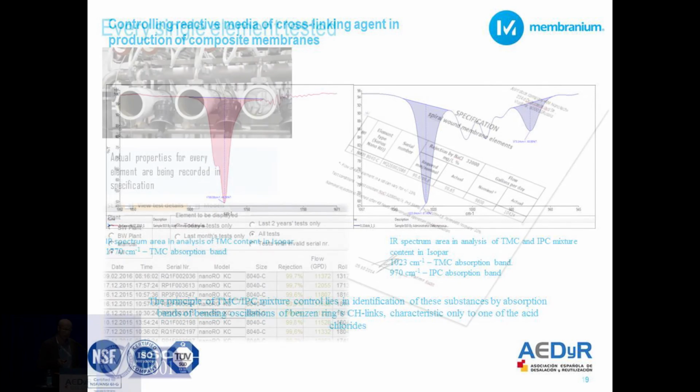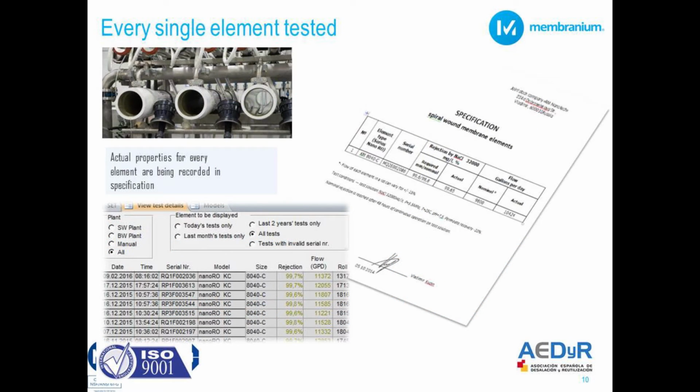We must understand that despite such tough control of the production of flat sheet membrane, the samples we use for the test are roughly 10,000 times smaller than the active area in whole spiral wound elements. That's why we decided from the beginning that we will control each single element that we produce and that we send to our customer.